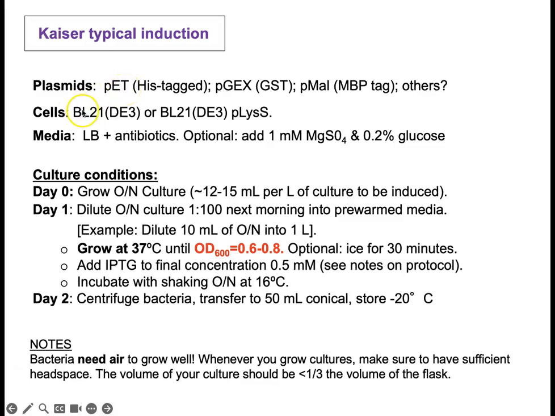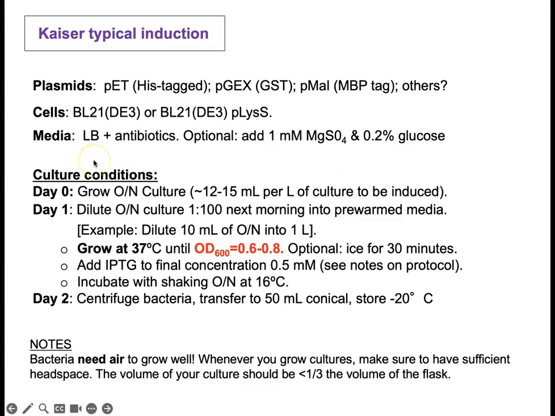You're going to want to pay attention to your cells. Since we're using pET vectors, we need to make sure that we've got this DE3 that's present. And then typically we're going to be using a class of media that's called Luria broth. We're going to be adding antibiotics to select for our plasmid of interest, so you need to pay attention to what antibiotic resistance your plasmid encodes for. And then sometimes I'll add a little bit of magnesium sulfate and sometimes glucose, because glucose can end up helping kind of keep down some basal transcription as well.